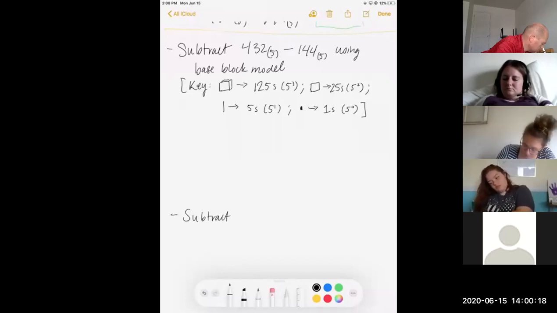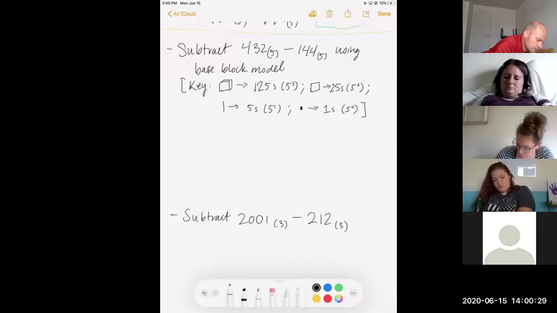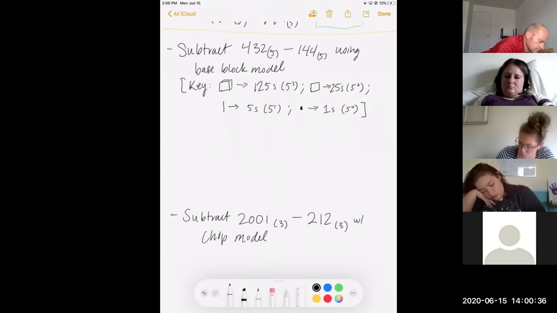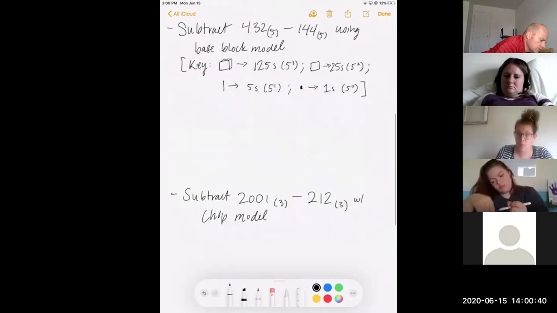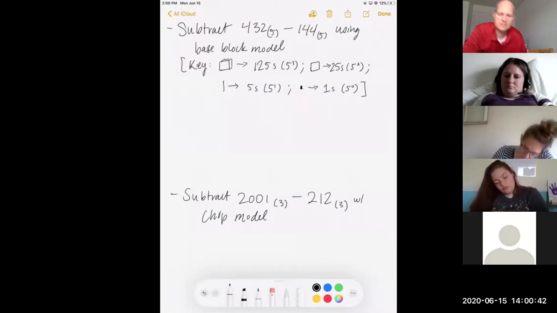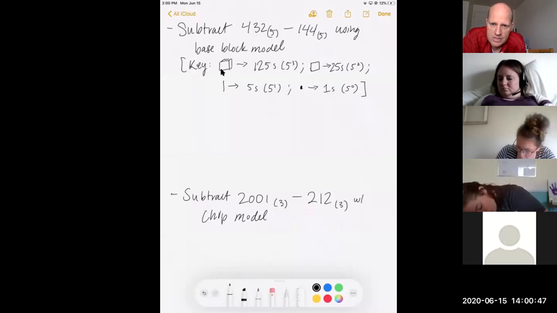And if we want to subtract 2001 base 3 minus 212 base 3, say 2001 base 3 minus 212 base 3 with the chip model. We can put both of those problems up there so you guys can have that. You guys have that written down. I'll stop sharing and go into groups and set those up.